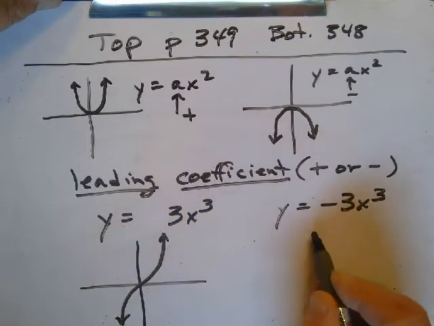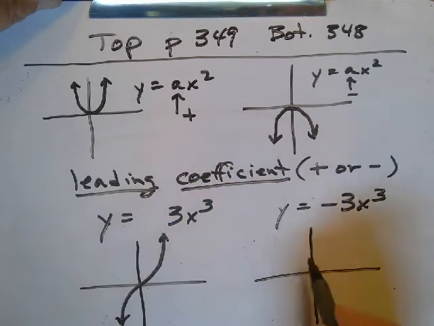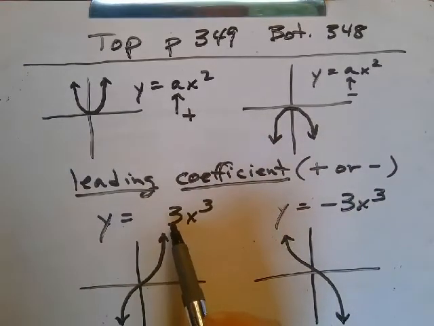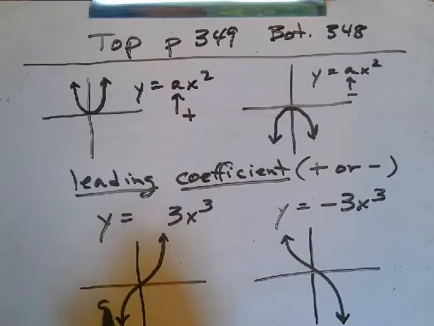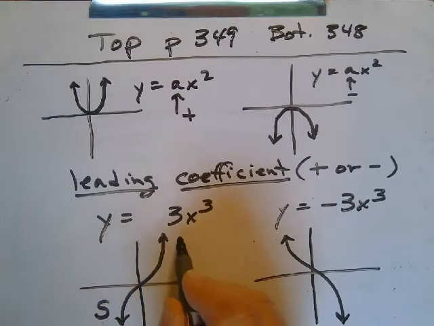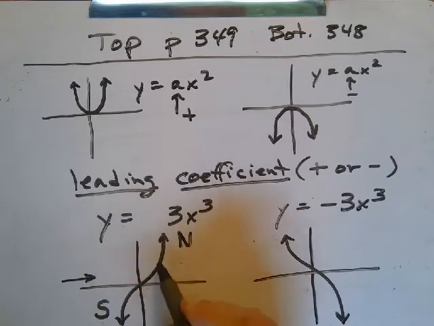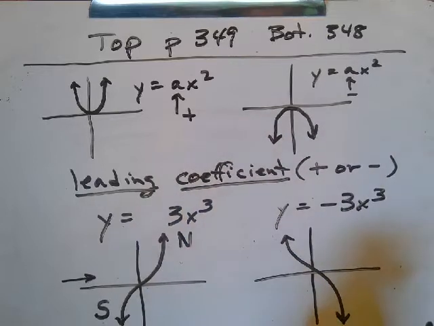And a negative 3x to the third is going to actually flip over this way. Now let's discuss that for a minute. If this leading coefficient is positive, the graph is going to enter in the south and it's going to leave in the north. When I say enter, I'm saying working from left to right here. It enters in the south and it leaves in the north.